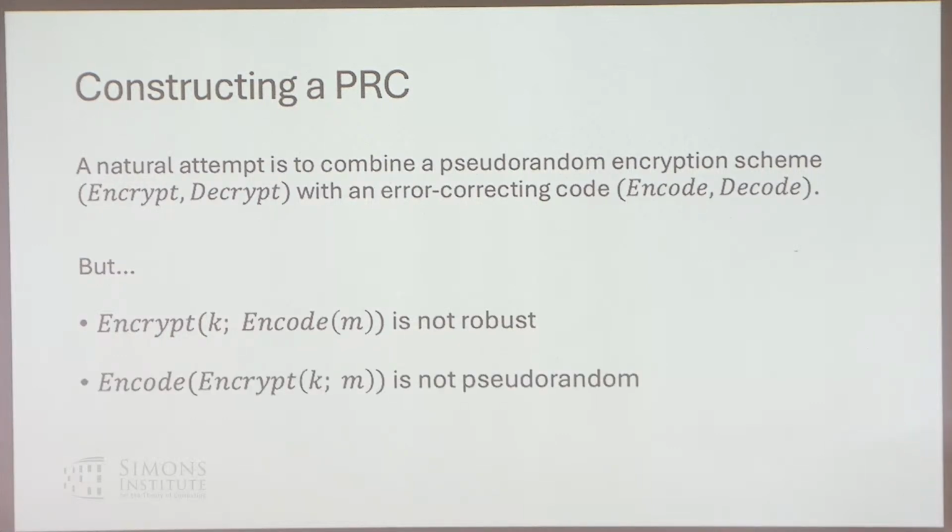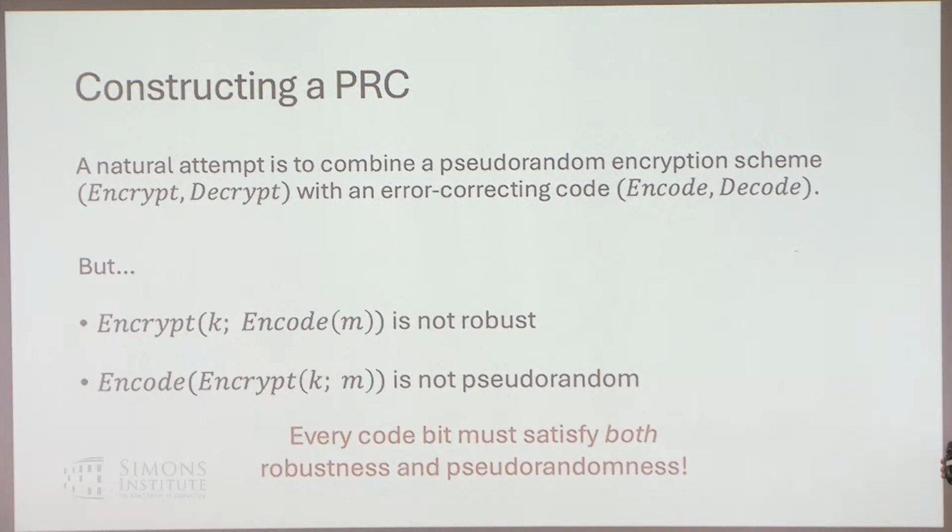On the other hand, if you first encrypt your message, now this is pseudorandom, but if you apply an error correcting code on top of this, this will in general introduce a lot of structure. And so it's not obvious how you can choose an error correcting code to preserve the pseudorandomness of the encryption scheme. And the problem with both of these approaches is that you need every bit to satisfy both pseudorandomness and robustness simultaneously. And it's not clear how you can combine an error correcting code and encryption to get both of these properties at the same time.